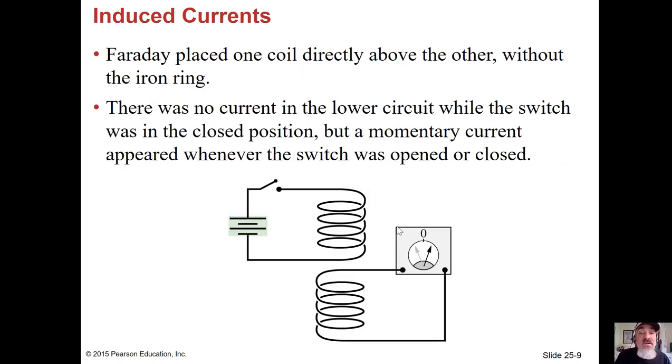So here's some experiments. Faraday placed one coil directly above another without the iron ring. So remember, this is a battery. You close this shape here and it's going to produce a magnetic field. The magnetic field that's produced by the upper one is going to go through the lower loop here and generate some electricity. So there was no current in the lower circuit while the switch was in the open position, but just when you close it, when the current goes from nothing to something, during that period of time, while the magnetic field through here goes from nothing to something, we generate electricity.